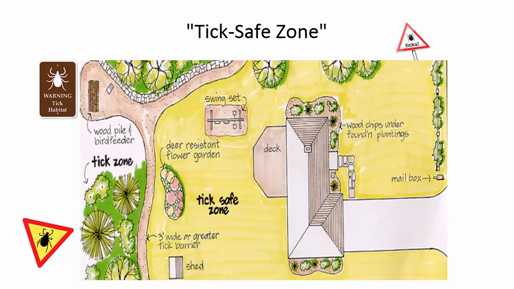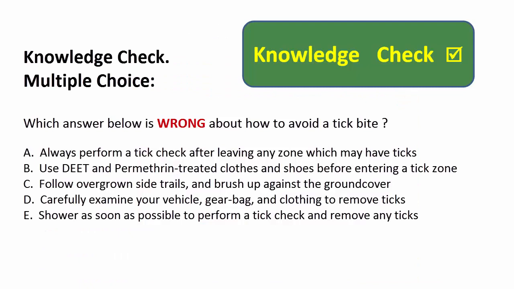Knowledge check. Multiple choice. Which answer below is wrong about how to avoid a tick bite? A. Always perform a tick check after leaving any zone you suspect may have ticks. B. Use DEET and permethrin-treated clothes and shoes before entering a tick zone. C. Follow overgrown side trails and brush up against the ground cover. D. Carefully examine your vehicle, gear bag, and clothing to remove any ticks you find. E. Shower as soon as possible to perform a tick check and remove any ticks.